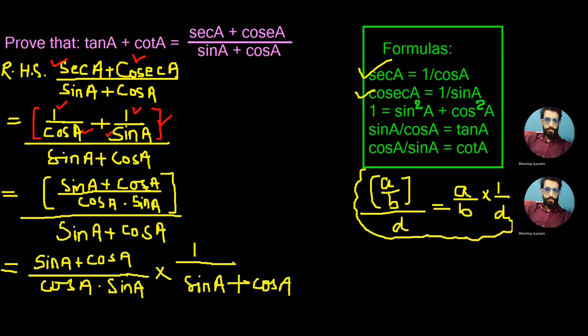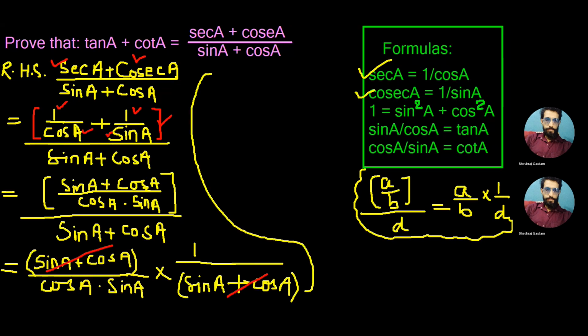And if we do this, we see a common factor in the numerator side and in the denominator side, that is sinA plus cosA. So we can cancel this. Now we continue this process with the remaining, that is 1 by cosA into sinA.